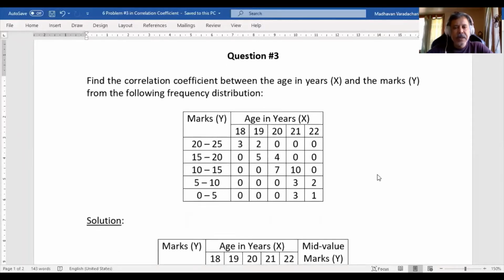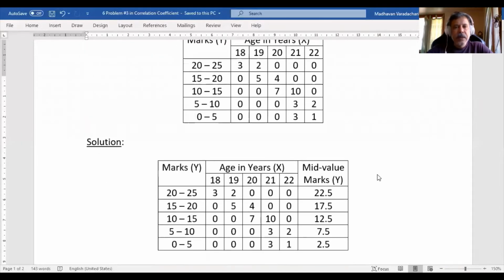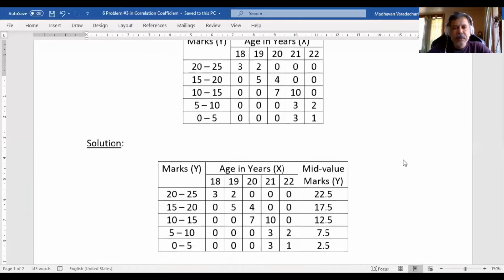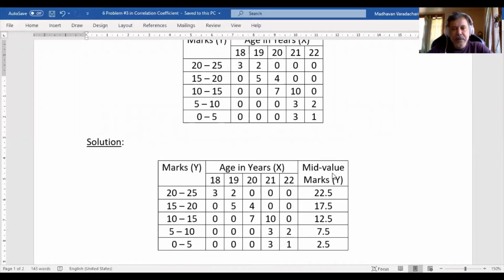So let's proceed. First of all, since the marks are given in the form of class intervals, we have to find the mid value, and that we will have to consider. Middle value of marks: 20 plus 25, which is 45, divided by 2, you get 22.5. Likewise, for all these class intervals, we wrote the mid value here.